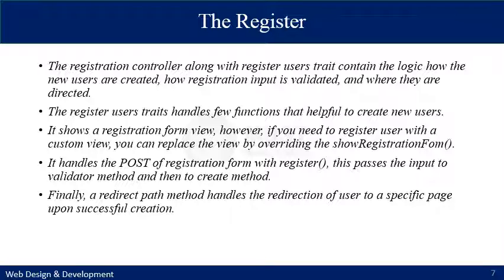It shows the registration form view. However, if you need to register a user with a custom view, you can replace the view by overriding the show registration form method in the controller. It handles the post of the registration with the register function. This passes the input to the validator method and then to the create method into the database. Finally, a redirect path method handles the redirection of the user to the specific page upon successful creation.